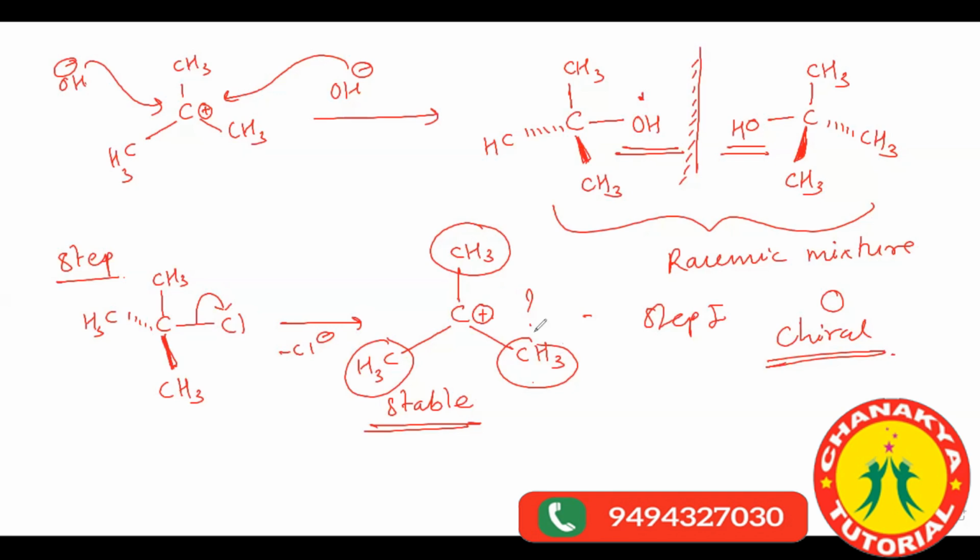But actually, in this reaction, OH minus will not approach from the front side easily. Why does it happen? Why are 50% products not formed? Generally, we must say 50% products are formed and it will give us a racemic mixture. But in fact, practically, when we perform this reaction, we find that the inverted product is more.